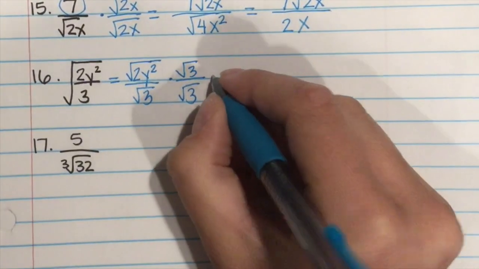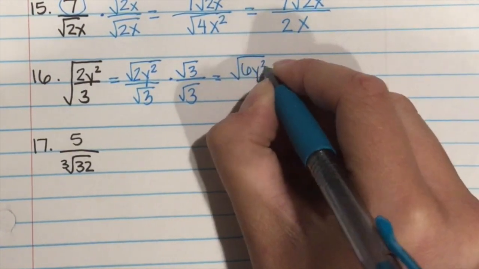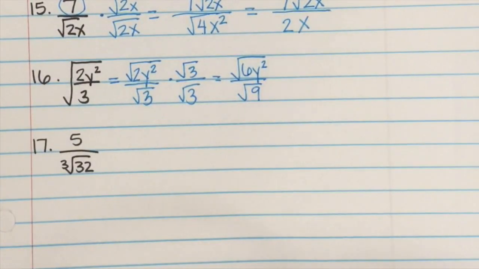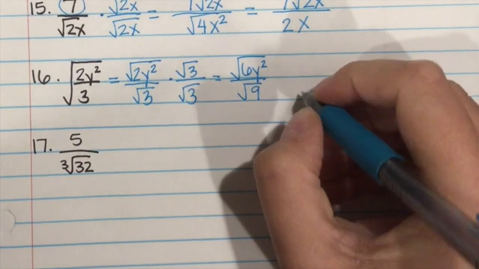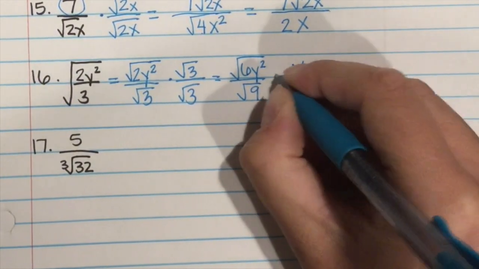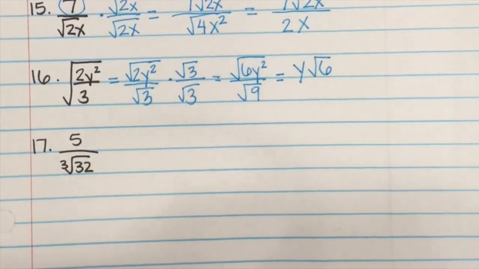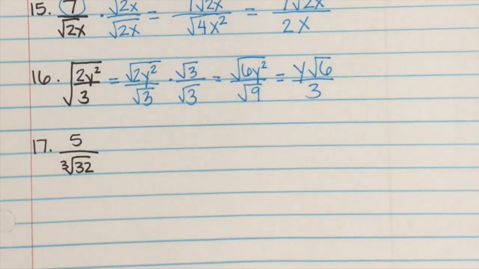In the numerator, this gives me the square root of 6y squared over the square root of 9. In the numerator, there's not much I can do, but I do see one perfect square, which is y squared. So the square root of y squared is just y, which will go on the outside. And then the square root of 6 will stay the same. And then the square root of 9 is 3. So this is my final answer.